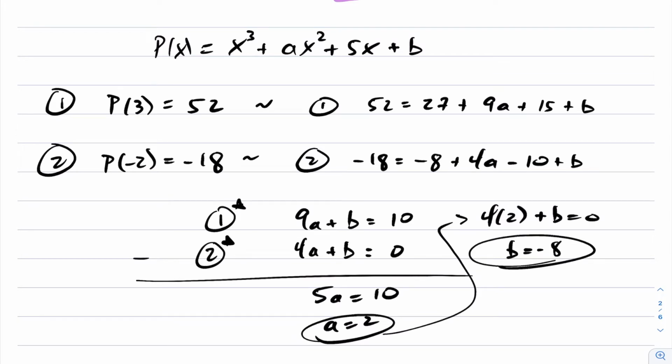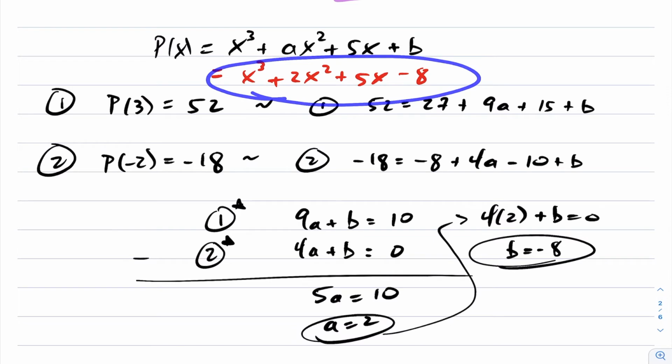So therefore, the polynomial that has these two characteristics must be x cubed plus 2x squared plus 5x minus 8. And that is the polynomial such that when divided by x minus 3 it has a remainder of 52, and when divided by x plus 2 it has a remainder of negative 18.